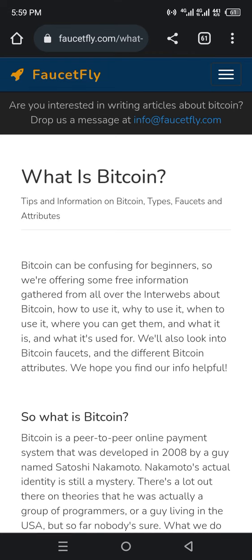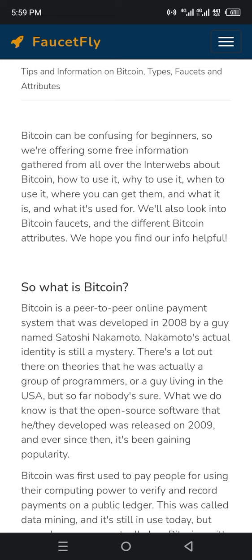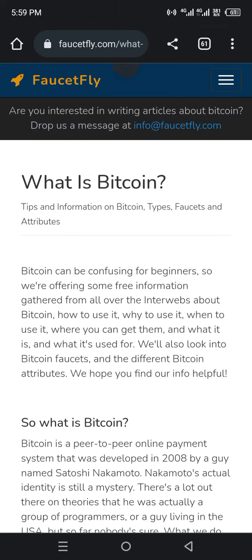So, what is Bitcoin? Bitcoin is a peer-to-peer online payment system that was developed in 2008 by a guy named Satoshi Nakamoto. Let me spill the beans. This guy Satoshi Nakamoto is currently anonymous, meaning that no one actually knows who he is, where he's from, or what he's doing right now. It's as if he came out, made Bitcoin and disappeared. So it's quite mysterious.